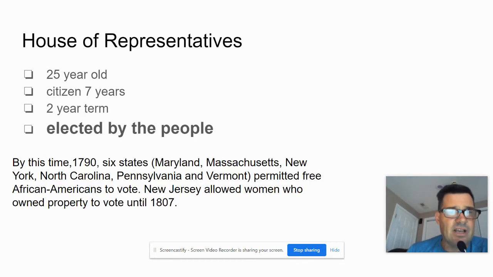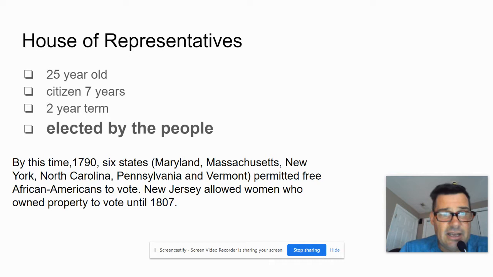All right, next. They were elected directly by the people. House of Representatives directly by the people. It's talking about this whole idea of who could vote and was it all just white men with property. The truth is that black men could actually vote in several states.